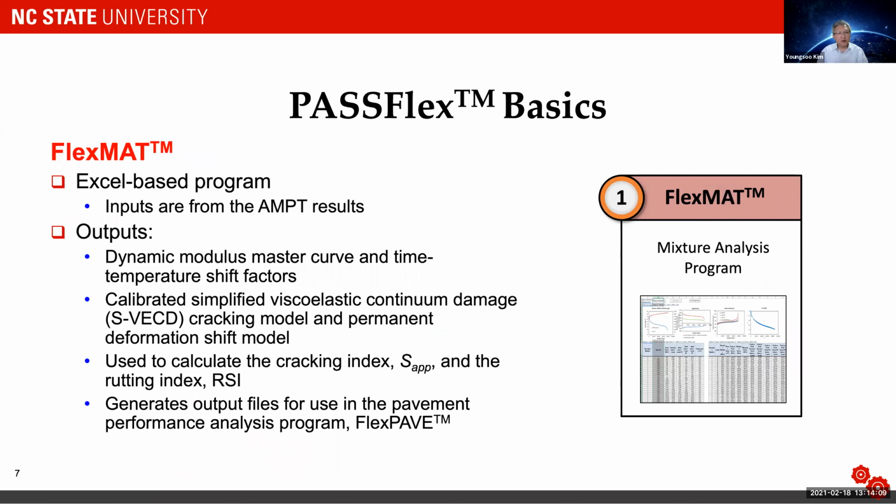FlexMat is an Excel-based program. Inputs are from the AMPT machine, and it produces dynamic modulus master curve, time temperature shift factors, and then calibrated SVCD model and permanent deformation shift model. And it also produces the cracking index. We call it SAT, and the rutting index of RSI. RSI stands for rutting strain index. And it generates output files for using in FlexPave.